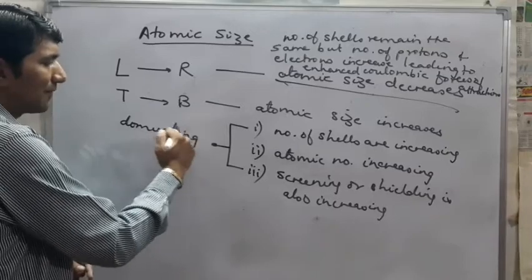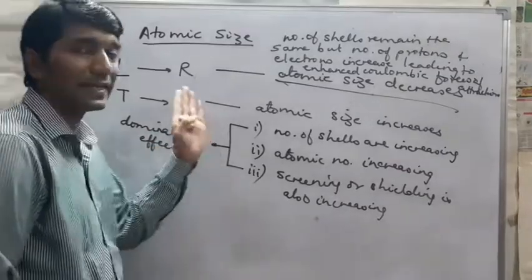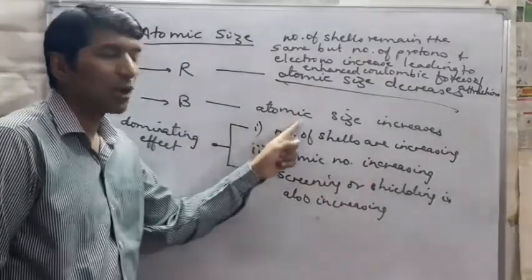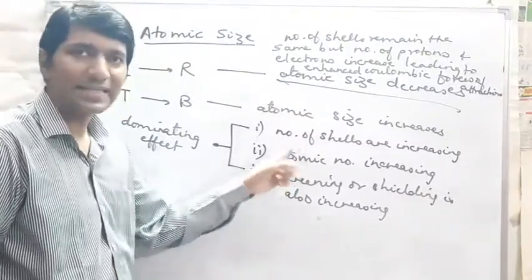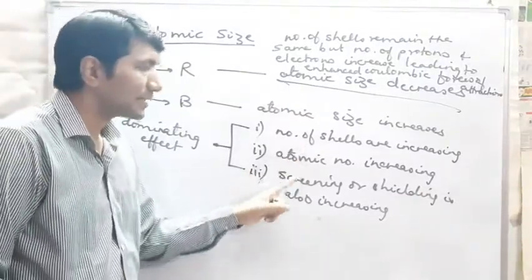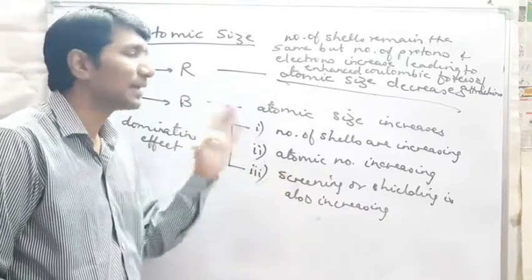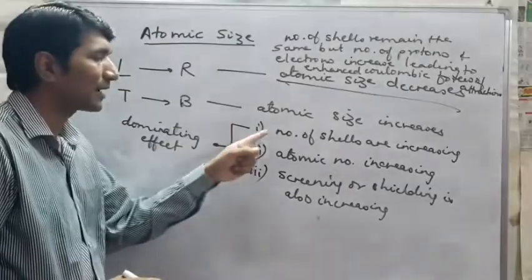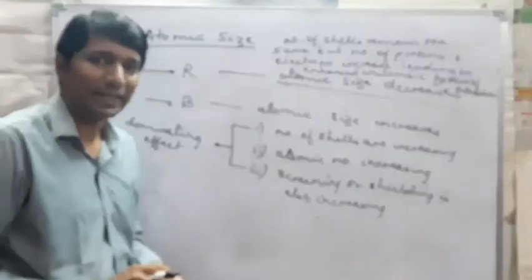So this is having a dominating effect, because of which the net change in the entire process, the atomic size increases. Shells are increasing, atomic size will increase; screening will increase, atomic size will increase; but if the atomic number is increasing, the atomic size will decrease. The net effect is the dominating effect of point 1 and point 3, because of which the atomic size increases.